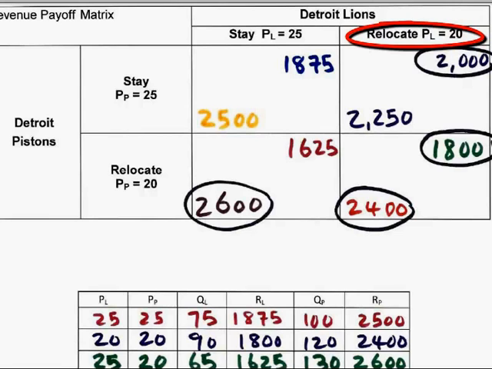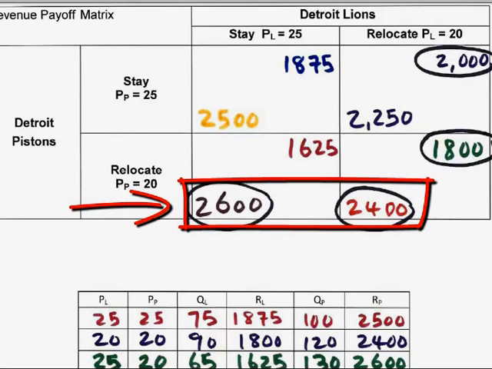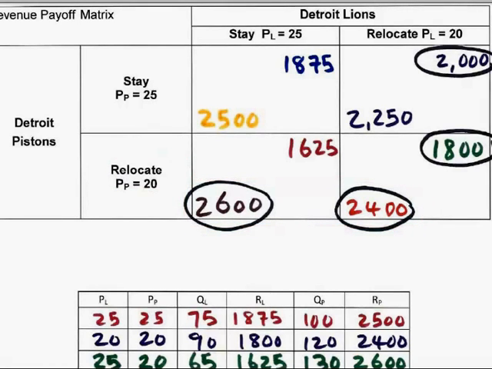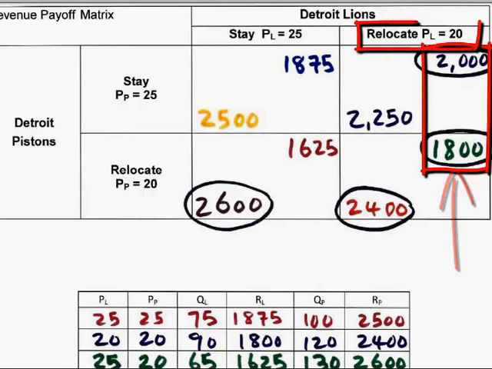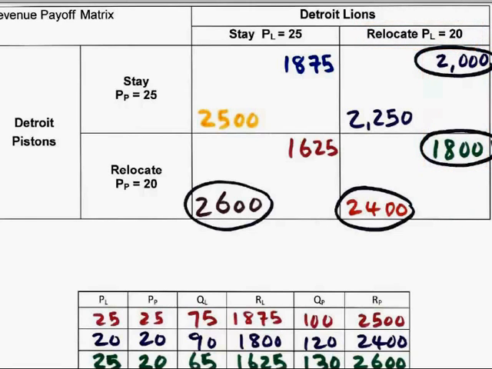We can see that both the Lions and the Pistons will have dominant strategies here, and the numbers have been circled to show you what the decisions should be to determine the dominant strategy. Notice we circle both entries in the bottom row for the Pistons, so that says the Pistons' dominant strategy is to relocate. We also circle both numbers in the last column, suggesting that the Lions also have a dominant strategy, and that is to relocate. When we circle two entries in the same cell, we come up with what is called an equilibrium.